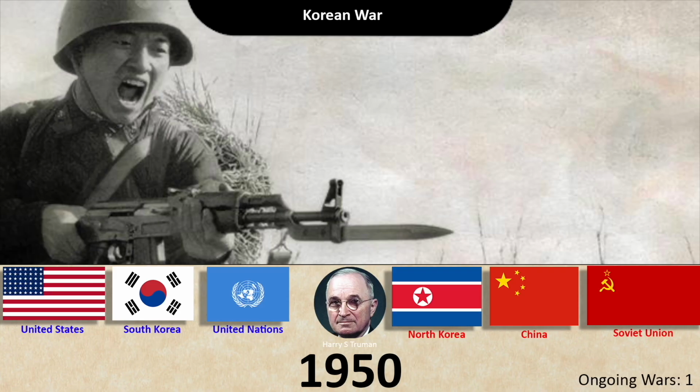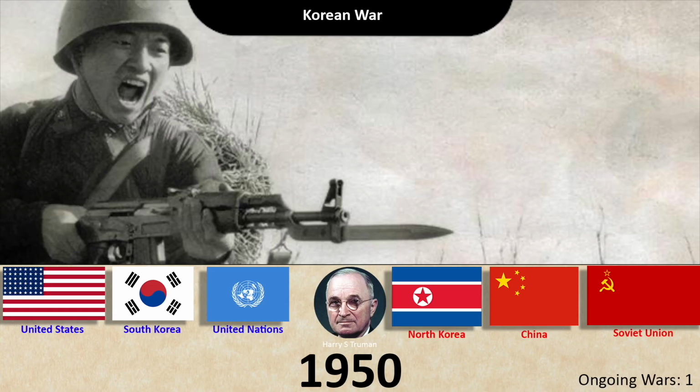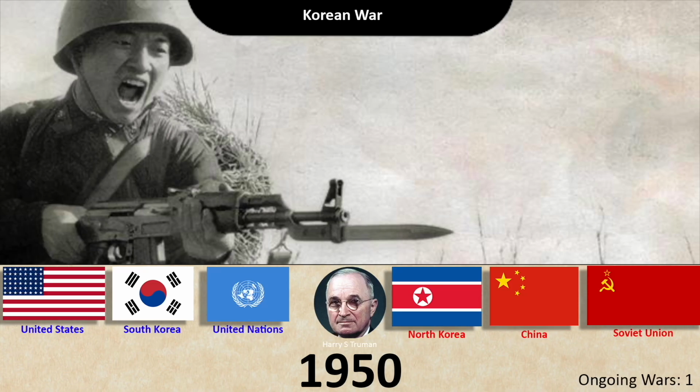5 years after the end of World War II, in 1950, we'd get the Korean War, and what happened was Japan had annexed Korea in 1910 and would govern it as a colony until their defeat in World War II. And after World War II, the Soviet Union would occupy the north of the Korean Peninsula and the US would occupy the southern part. Now, after their occupation, they would each set up puppet governments in parts of Korea.